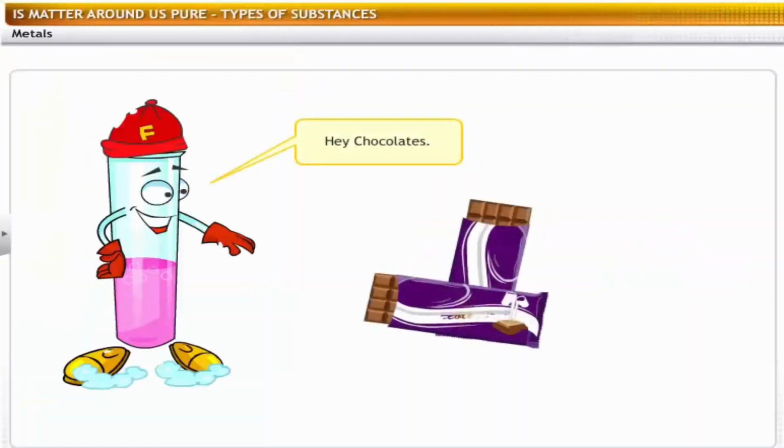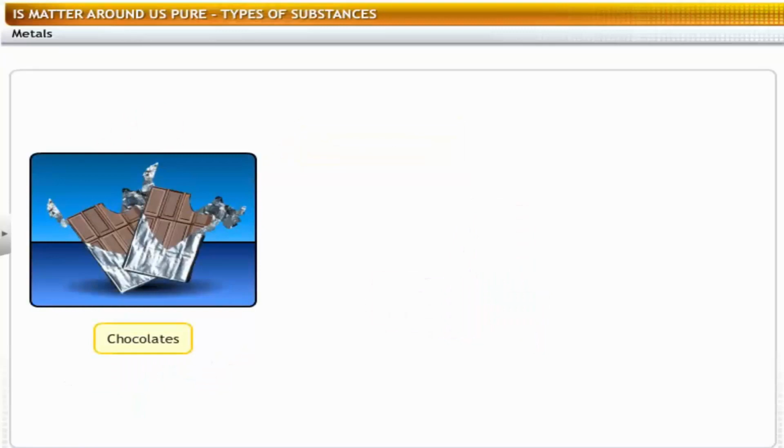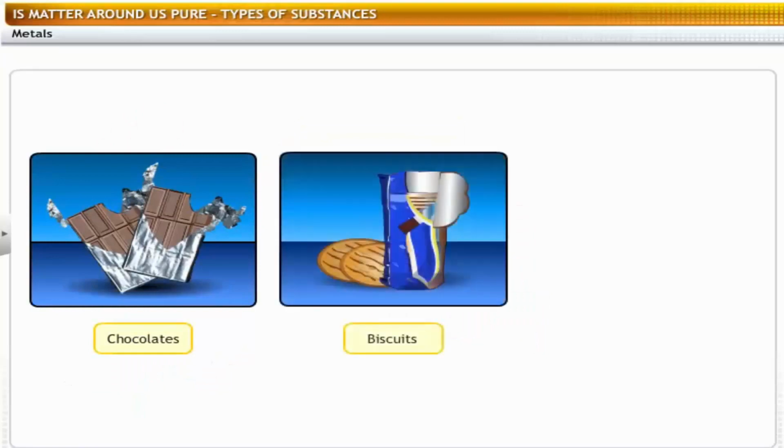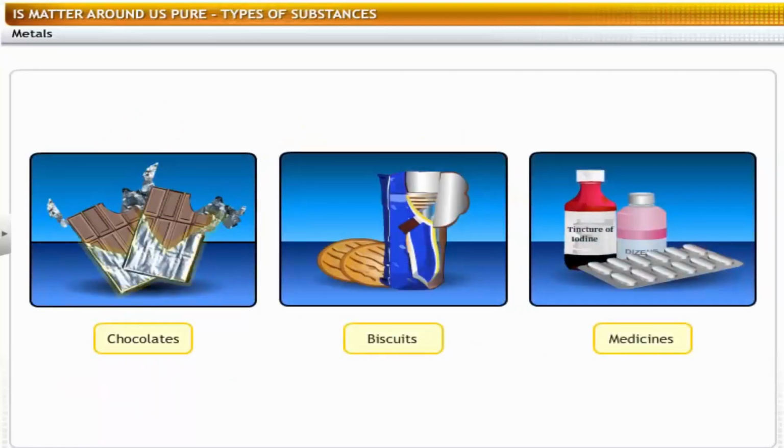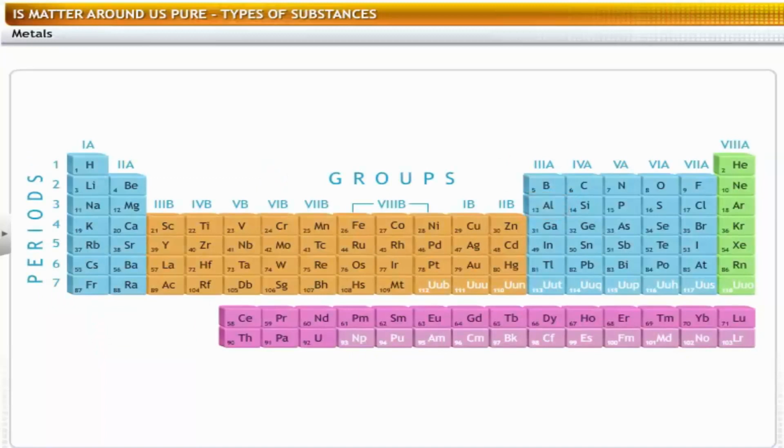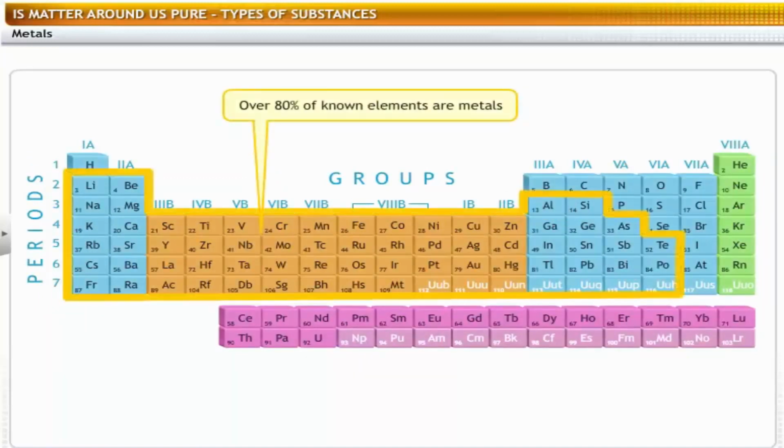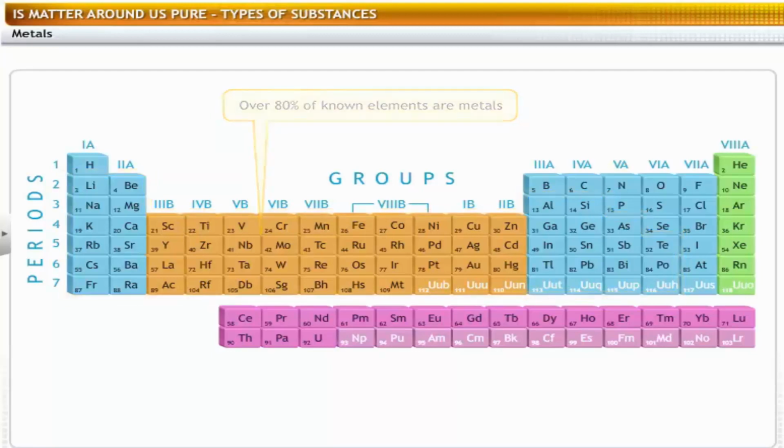Hey! Chocolates. Did you observe they were wrapped in aluminium foil? Not only chocolates, but biscuits and medicines are wrapped in aluminium foil. This aluminium is a metal. Over 80% of known elements are metals. Let's see what metals are and their properties.